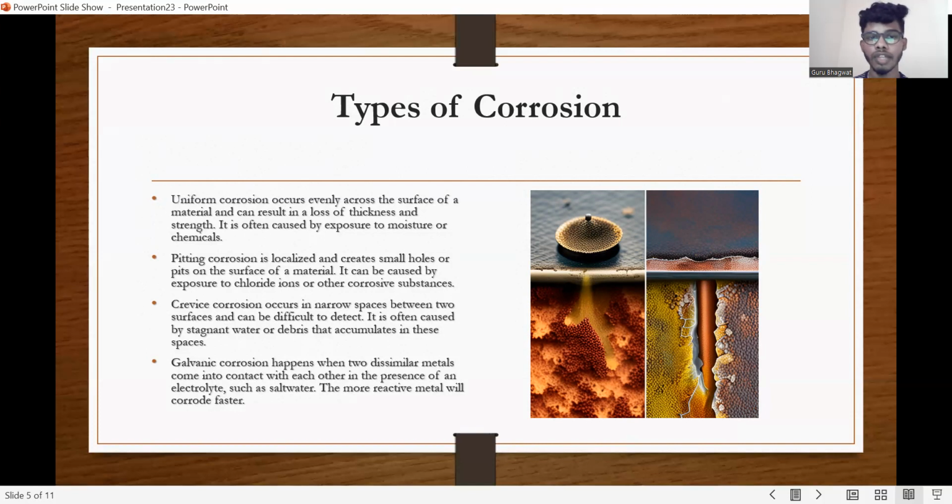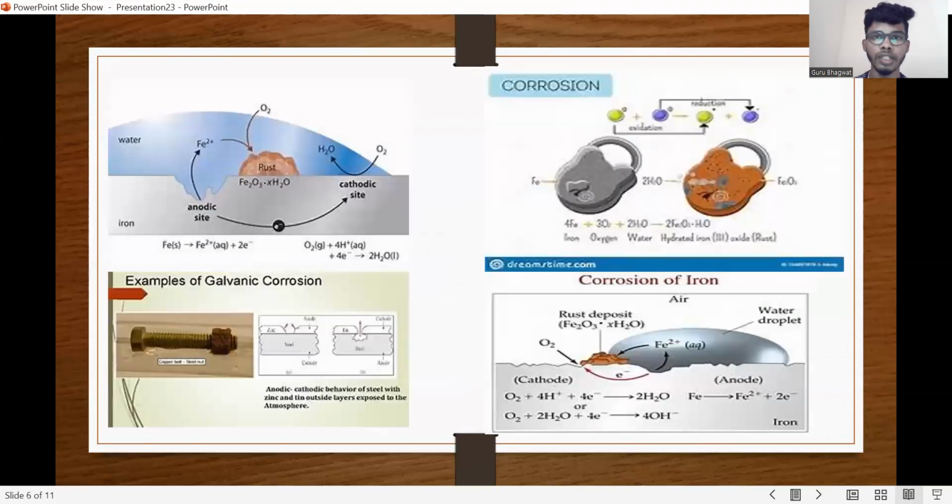Next, galvanic corrosion. Galvanic corrosion happens when two dissimilar metals come into contact with each other in the presence of an electrolyte such as salt water. The more reactive metal will corrode faster. So the corrosion will be much faster in galvanic corrosion.